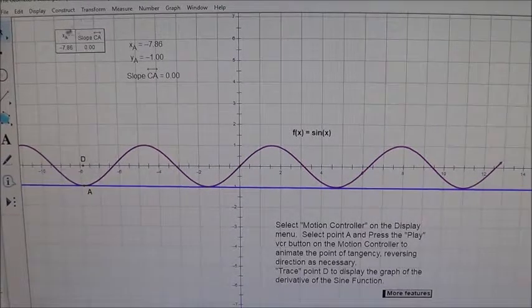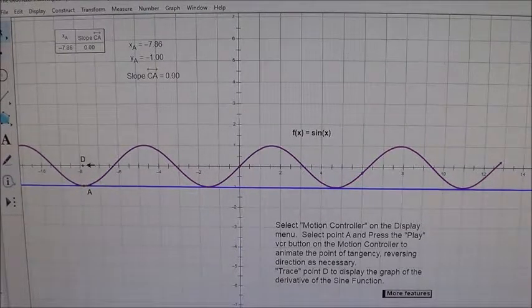We also have this little table up here too. So what I'm going to do is start dragging this point A along the sine curve, and the tangent line is going to be going up and down as we go through this curve. But I want you to pay attention to the value of D, what this point D traces out as we go through the sine curve.